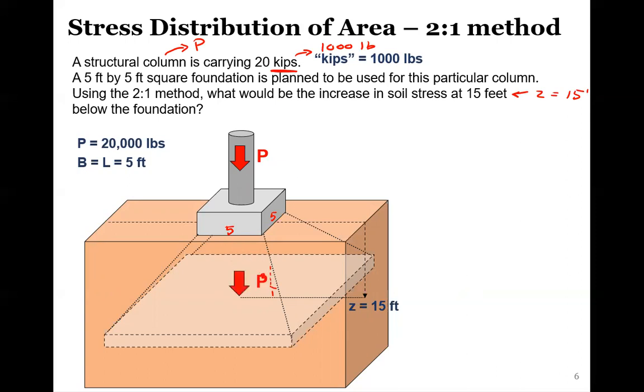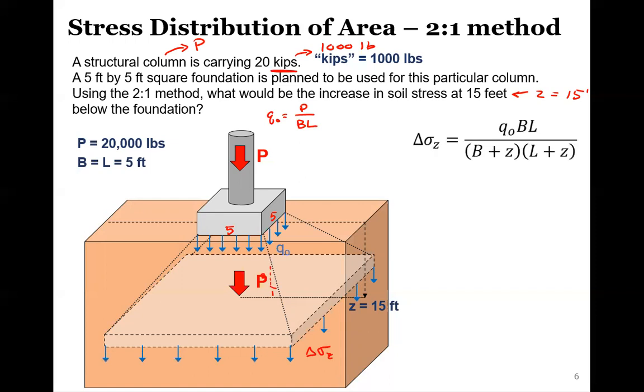The P is staying the same, that 20,000 pounds. The stress at the surface is Q naught, because Q naught is equal to P divided by B times L, the original load divided by the surface area. But what we want to see at 15 feet down is this delta sigma Z, which is P divided by this new, larger cross-sectional area. So again, we had this equation using the 2 to 1 method.